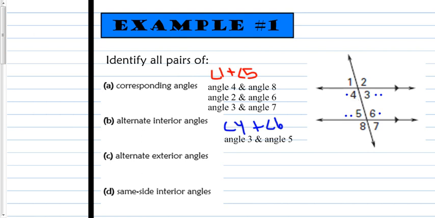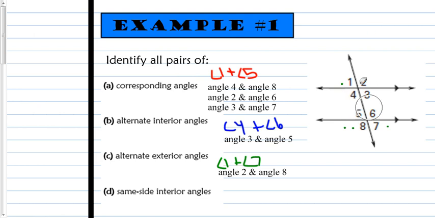Moving on, let's find our alternate exterior angles. And again, here we have 2 pairs. Angle 1 and angle 7 is 1 pair of alternate exterior angles. So please go ahead and pause the video and find the other pair. The other pair of alternate exterior angles would be angle 2 and angle 8. They are alternate from each other, and they are the exterior angles. They are on the outside.